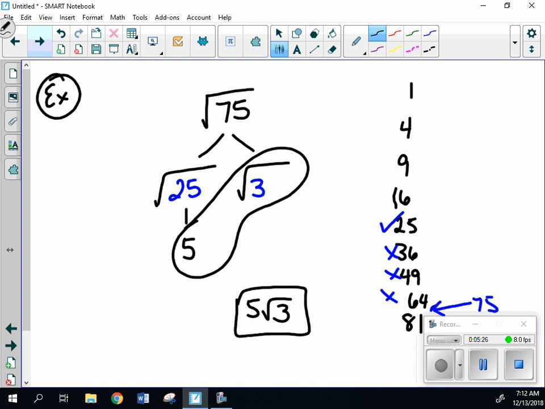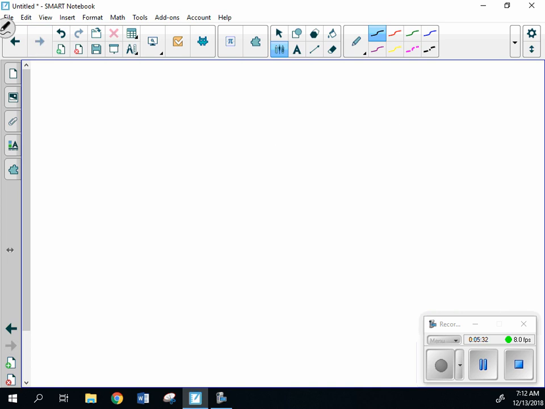Now, let's have a little fun with this. Let's add in some variables. So what's happening with variables, let's say I have the square root of x to the 8th. For a normal square root we don't see a number there, but technically there is a number there and it's a 2.